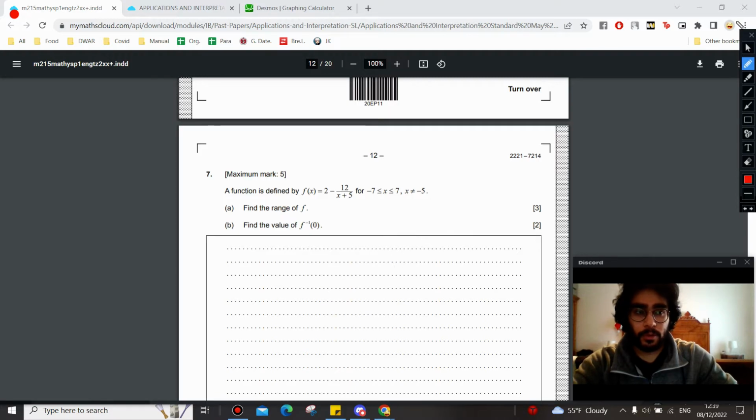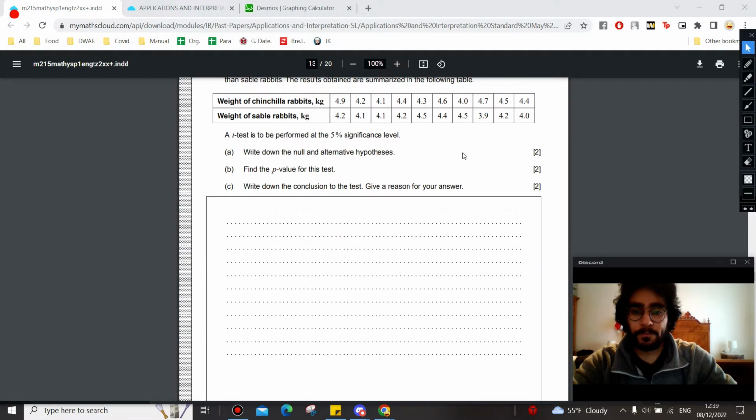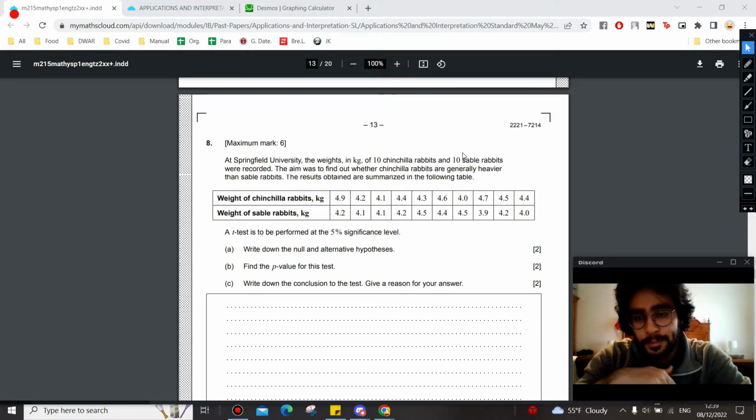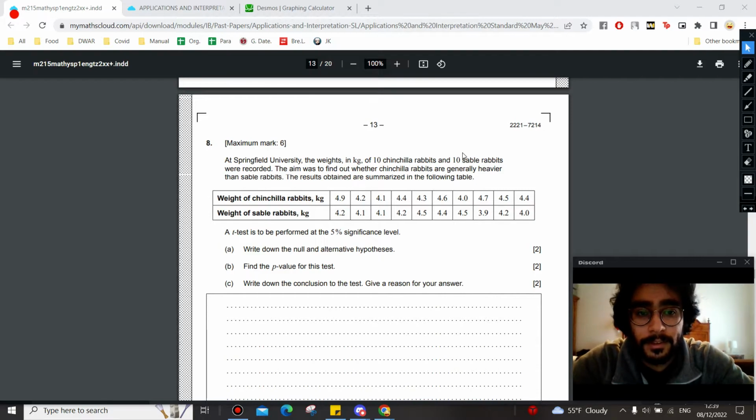Okay, let's move on to question number 8. Let's see what we have here. At Springfield University, the weights in kilograms of 10 chinchilla rabbits and 10 sable rabbits were recorded. The aim was to find out whether chinchilla rabbits are generally heavier than sable rabbits. The results obtained are summarized in the following table. We have 2 samples. It is important to notice that these are two samples.